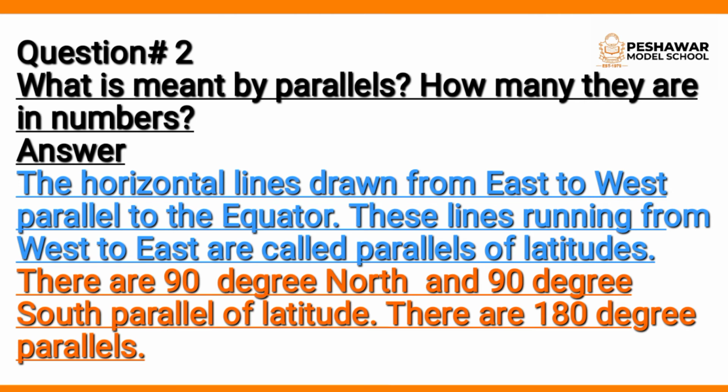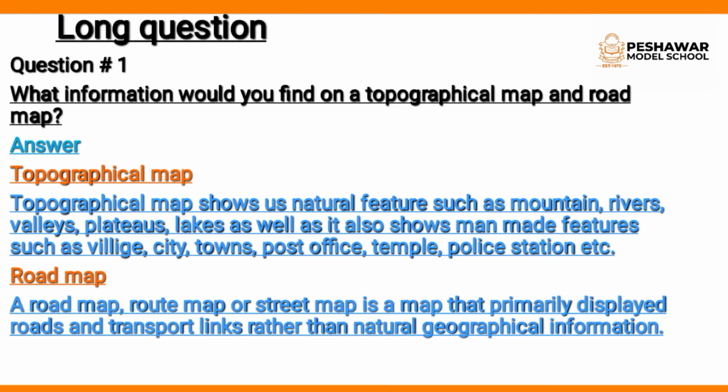Now short question number 2. What is meant by parallels? How many are there? Answer: the horizontal lines are drawn from east to west, parallel to the equator. These lines running from west to east are called parallels of latitude. There are 90 degree north and 90 degree south parallels of latitude. There are 180 parallels, and in latitude, the equator is 0 degree. Okay students, clear?